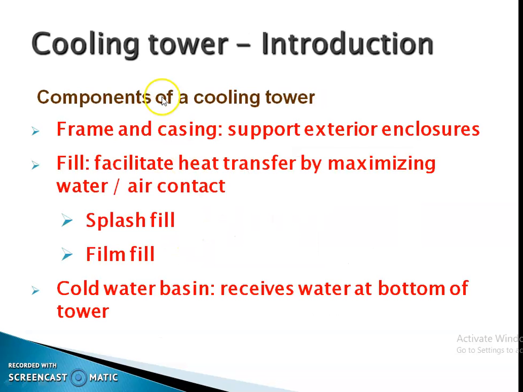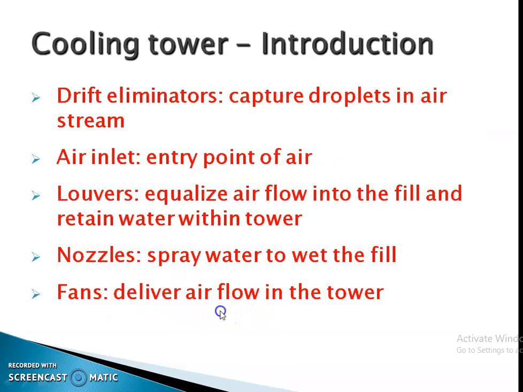Next slide, we have discussed the introduction to the cooling tower. These are all the components used for the cooling tower: frame and casing, which support the exterior enclosure and facilitate heat transfer by maximum water and air contact. We use the nozzle, the splash fill and the film fill. The cold water basin receives water at the bottom of the tower. Drift eliminators capture the droplets in the air stream, and the air inlet is the entry point of the air. Louvers equalize the airflow into the fill and retain the water within the tower. We also use the nozzle to spray water to wet the fill, and a high speed fan to deliver the airflow in the tower, so we can cool the water immediately.